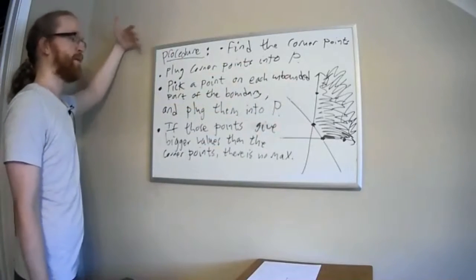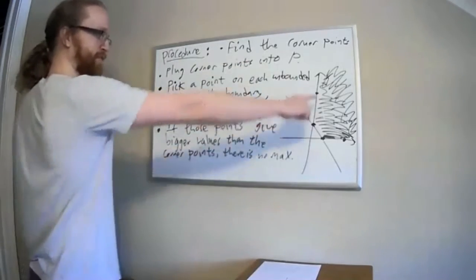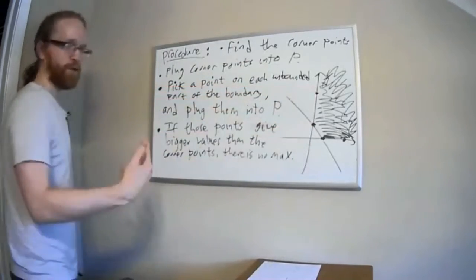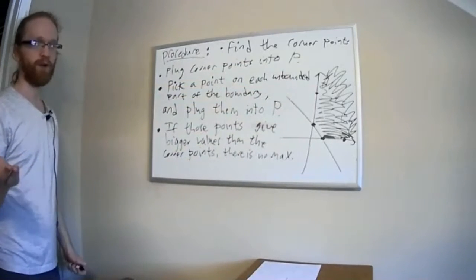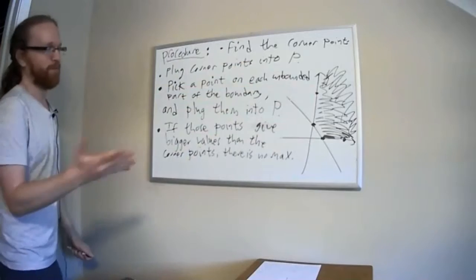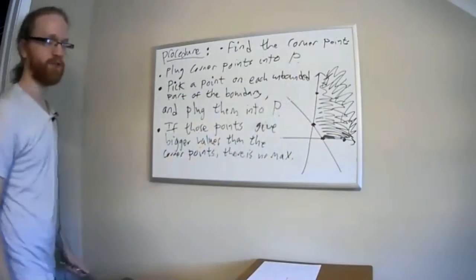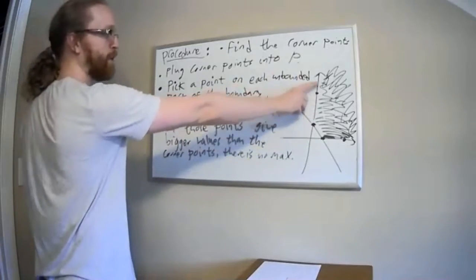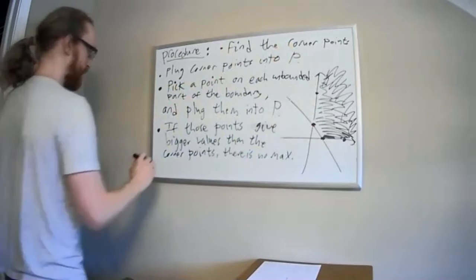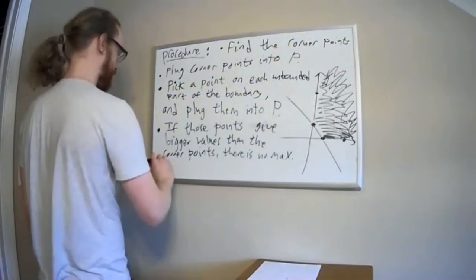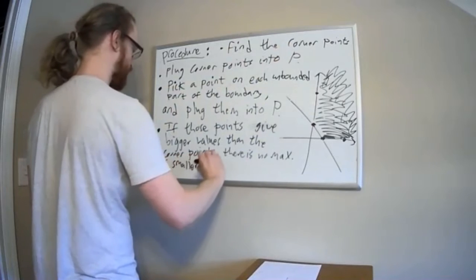Because if there is a maximum, it has to happen at a corner point. But if I take something that's not a corner point and I get something bigger than the corner points, then there can't be a maximum. What that indicates to us is that as I go up this way, the objective function just gets bigger and bigger without stopping. And so there's no maximum. And the same thing, if it gets smaller, then there's no minimum.